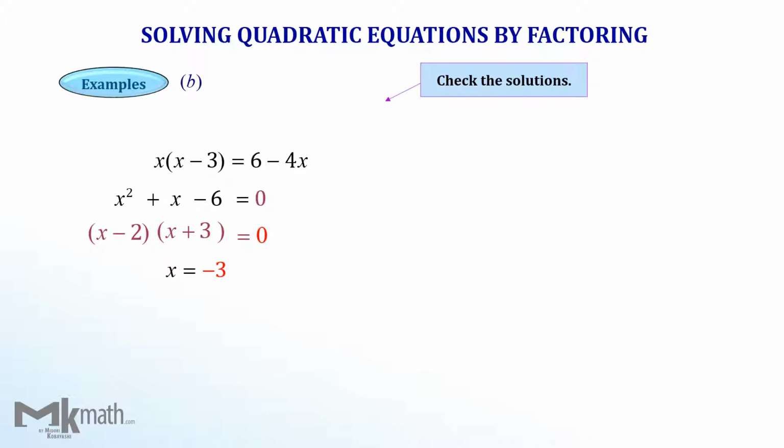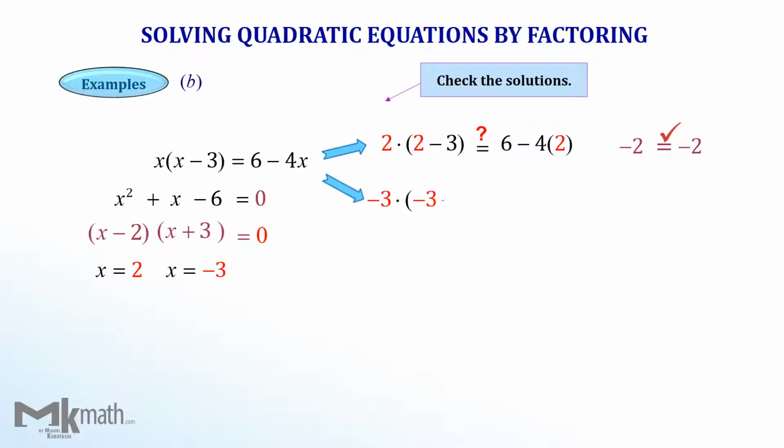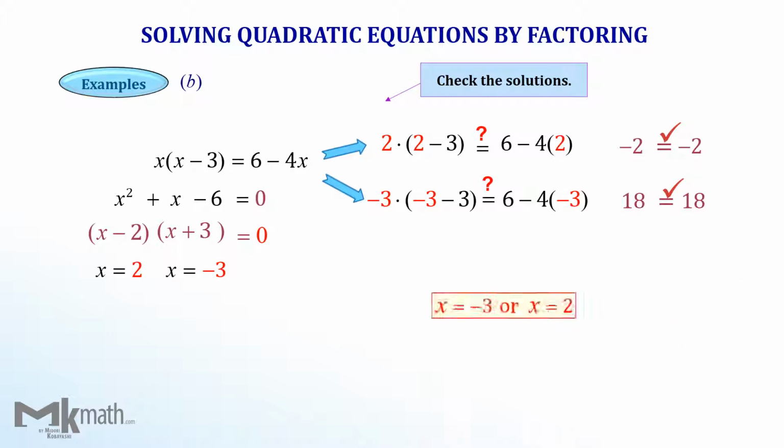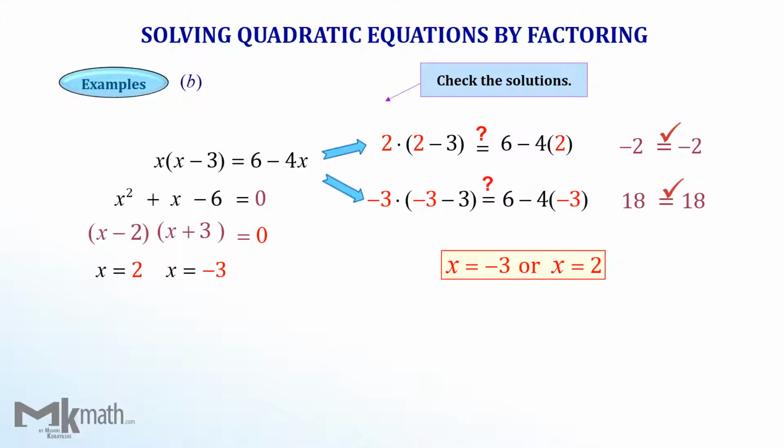First, substitute one solution, 2, into the original equation to see if the left side and the right side are equal. We have minus 2 on both sides. Next, substitute the other solution, minus 3, into the original equation again. This time we have 18 on each side, which tells us both solutions satisfy the equation.